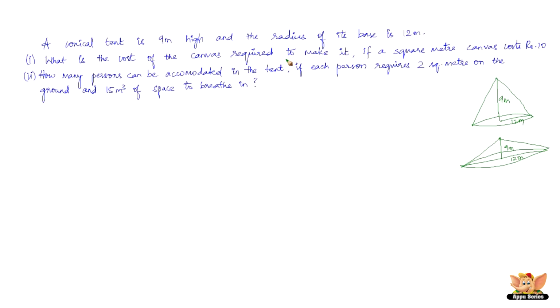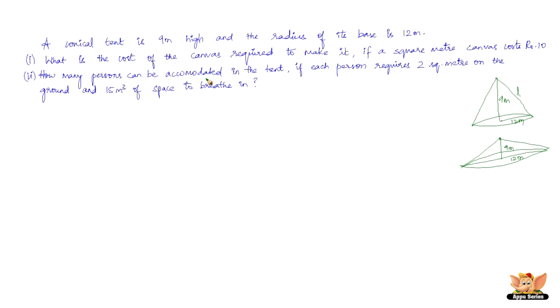And how many persons can be accommodated in the tent if each person requires 2 square meters on the ground and 15 meter cube of space to breathe in? So now, the first question deals with the curved surface area of the cone, because it deals only with the canvas that is required to make the tent. So we have to work out the lateral surface or the curved surface area. And another important thing is they're given only the height and the radius of the circular base. As far as the curved surface area is concerned, we need the slant height, which we can easily find out by using the Pythagoras theorem.